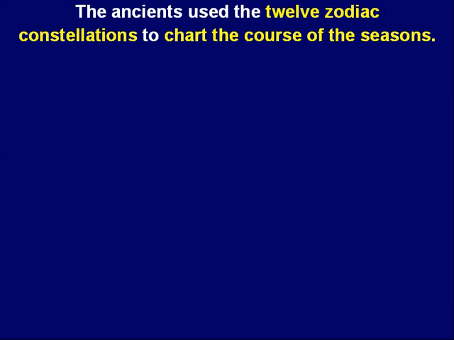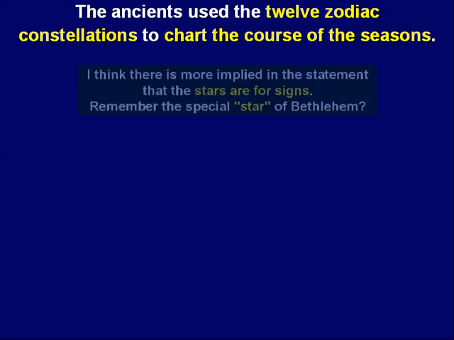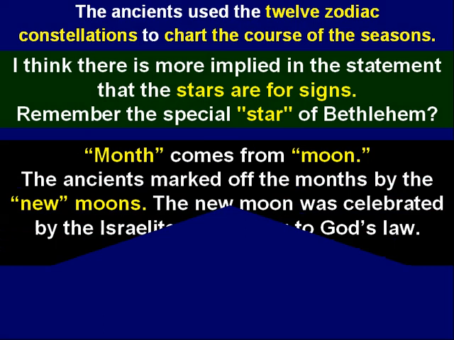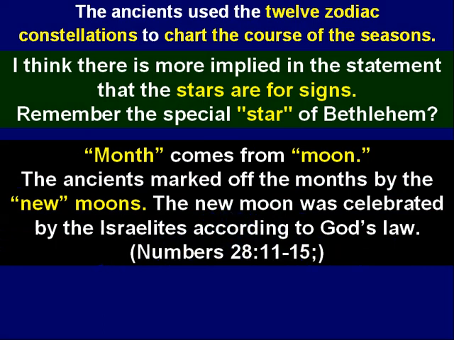The ancients used 12 zodiac constellations to chart the course of the seasons. I think there's more implied in that statement than that the stars are for signs. Remember the special star of Bethlehem? Month comes from moon. The ancients marked off the months by the new moons. The new moon was celebrated by the Israelites according to God's law.